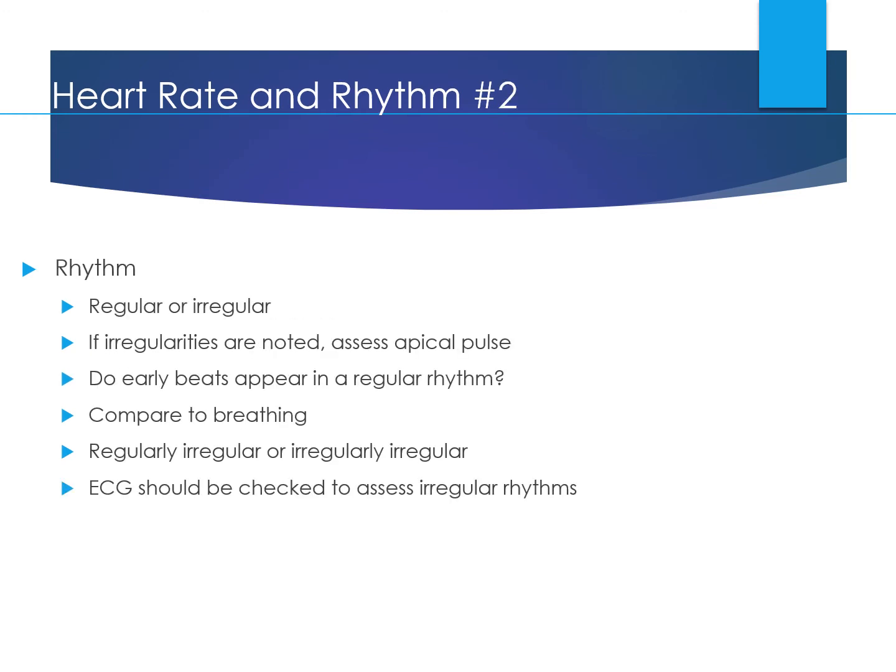For rhythm, we need to check if it is regular or irregular. If irregularities are noted, we need to assess the apical pulse, and we will do that. If early beats appear in a regular rhythm, we need to confirm that with an ECG.